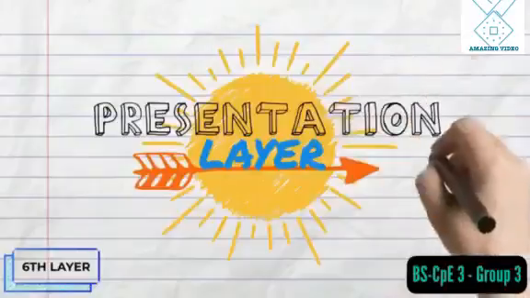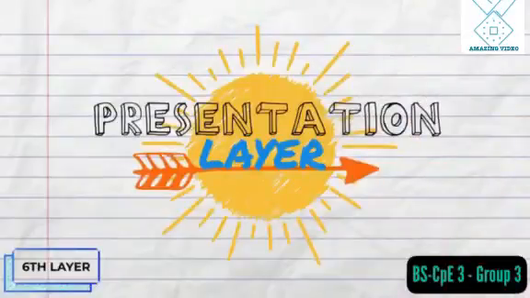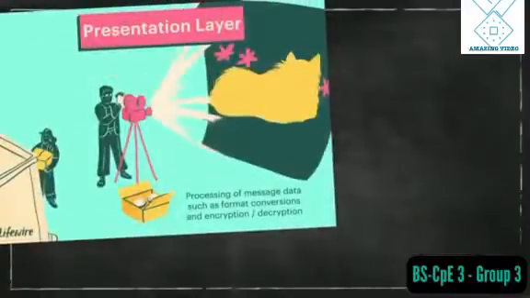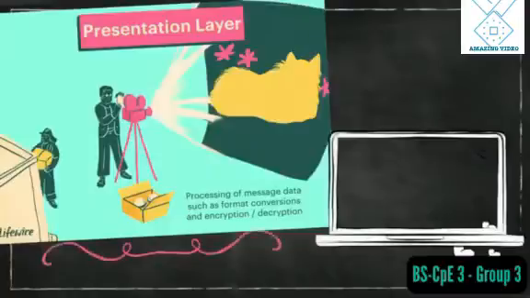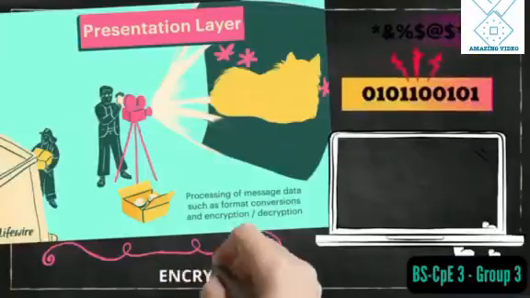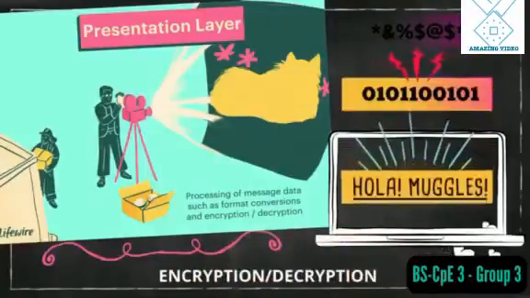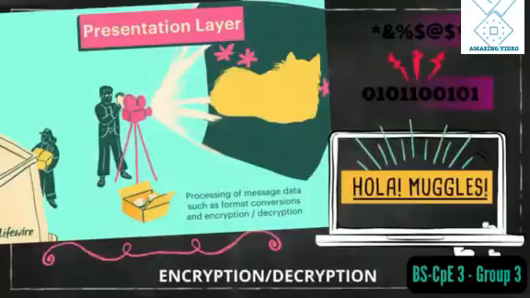The sixth layer is the presentation layer. The presentation layer is the simplest function of any piece of the OSI model. At layer 6, it handles syntax processing of message data such as format conversions and encryption or decryption needed to support the application layer.